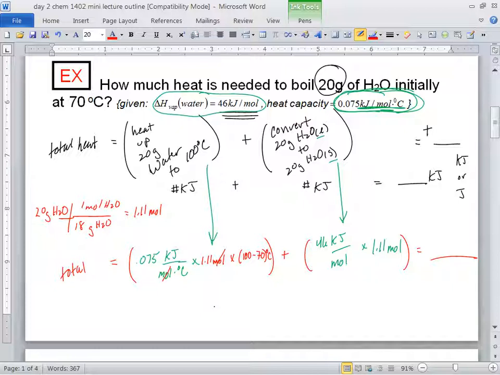Then over here, we had to get rid of those moles is all. Convert all that 20 grams of water into gas. Let's see, 0.075 times 1.11 times 30. Add that to 46 times 1.11. I get about 53.6 in the end, kilojoules. And it has to be positive. I put that sign on there. Okay.